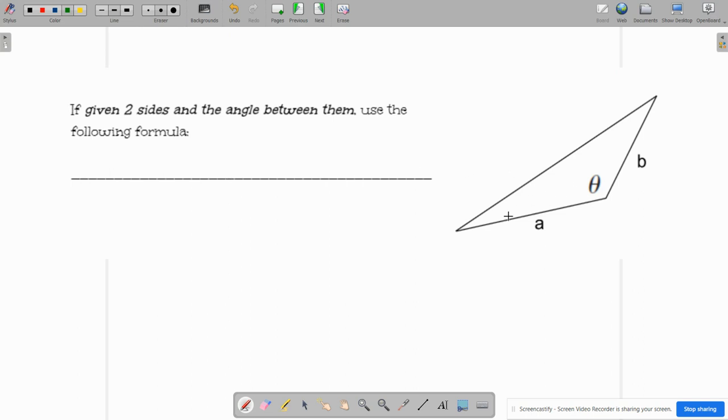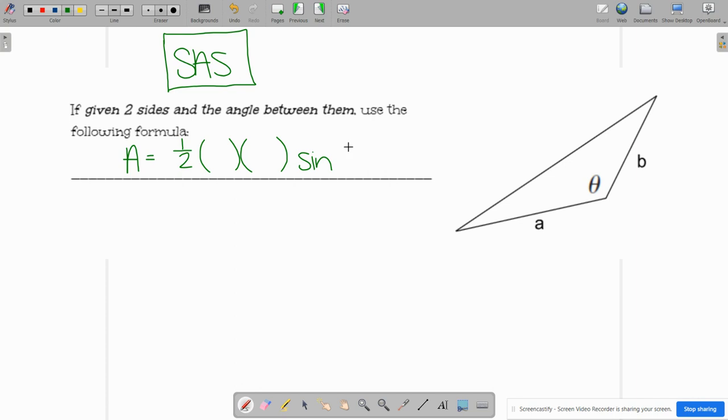Let's say that we want to find the area of a triangle and you are given two sides and the angle between them, meaning that you are looking at a side angle side situation. Then there is a formula that we can use, and it is the area equals 1/2 times each side times the sine of the angle between them.